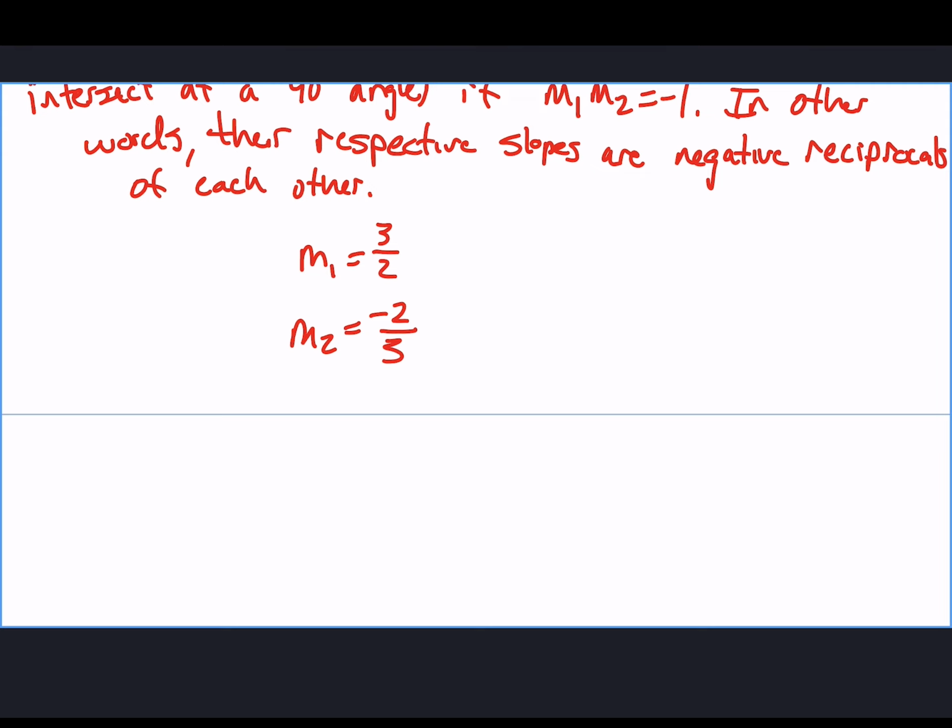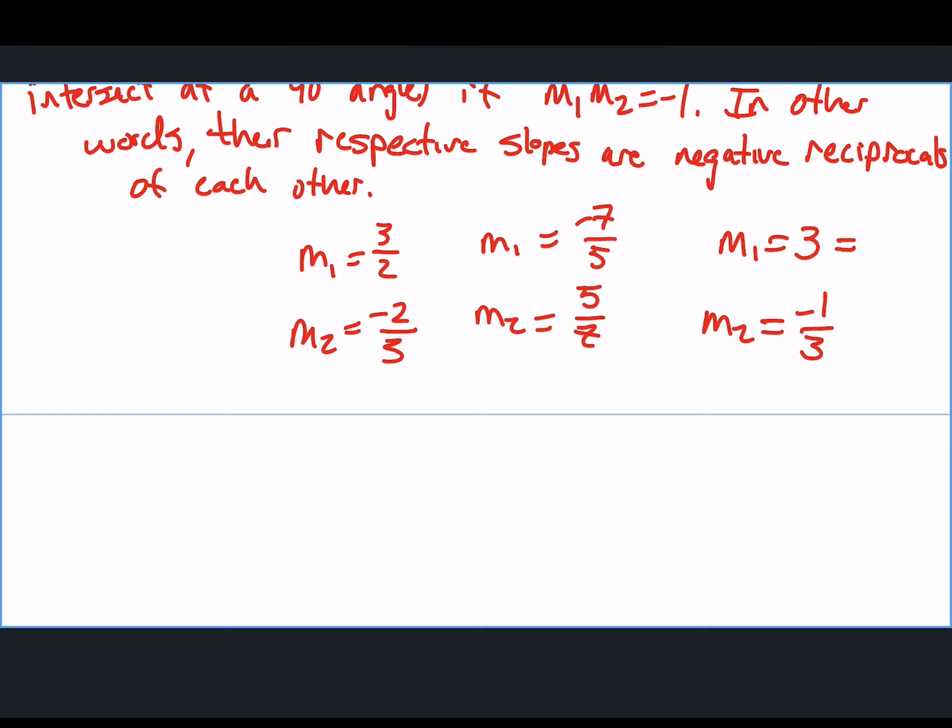Okay. So if my first slope is -7/5, what's my second slope? +5/7. This one's a little trickier. What if my first slope is 3? -1/3. Can't trick y'all for anything. -1/3. And that happens because 3 is equal to 3/1.